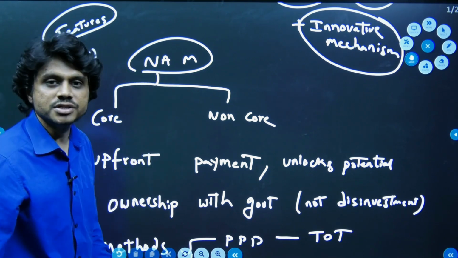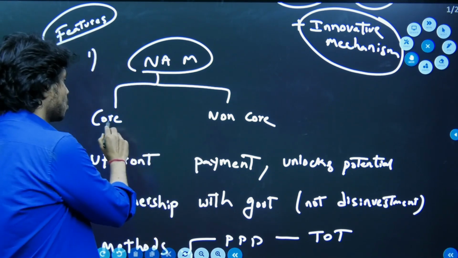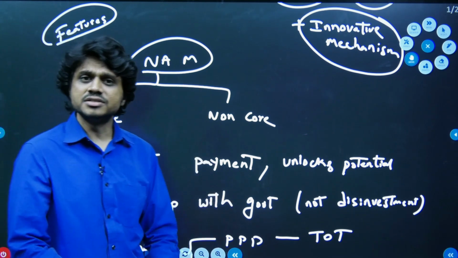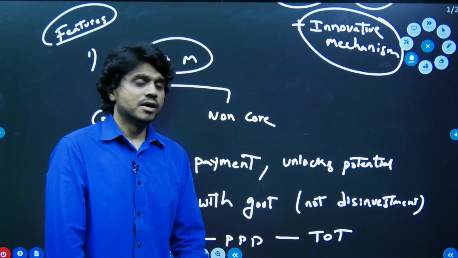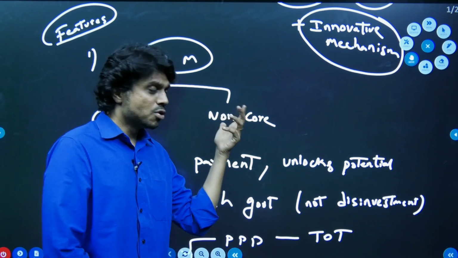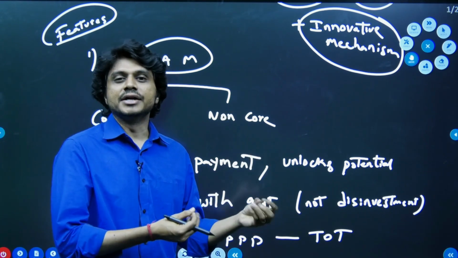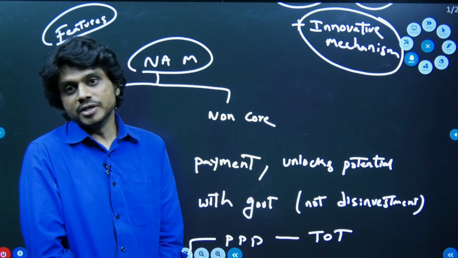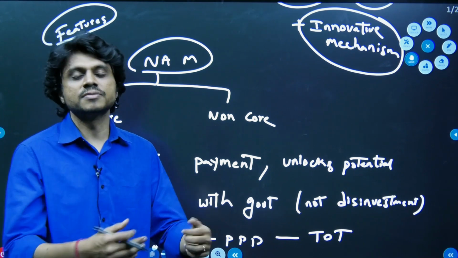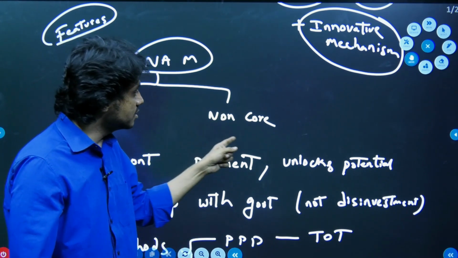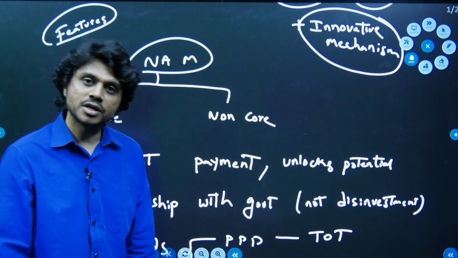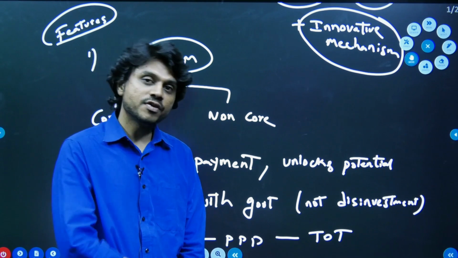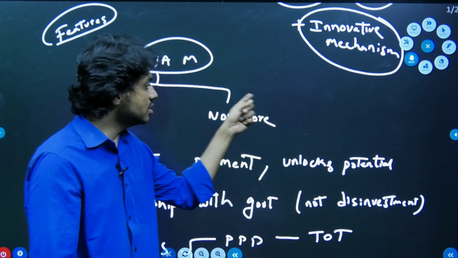This national asset monetization has two components under it: the core component and the non-core component. The government has various assets. Let's say the government has so much land lying idle and vacant. The railways have so much land. Many PSUs have so much land. No one is utilizing them. That comes under the non-core assets. And the government has also created the National Land Monetization Corporation for utilization of those assets. That is called the non-core assets.